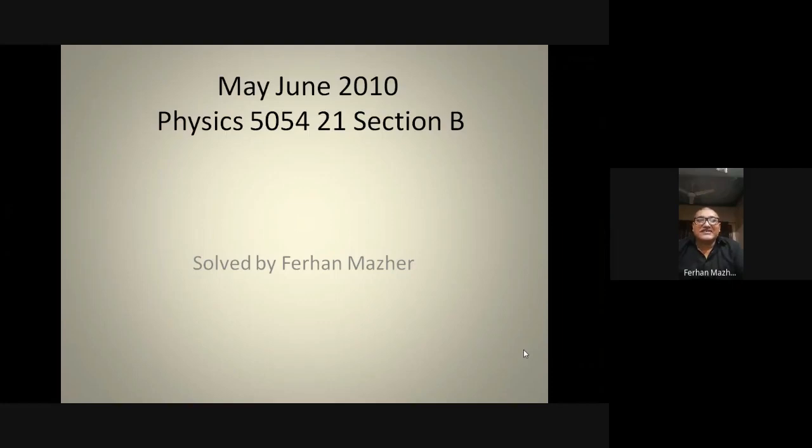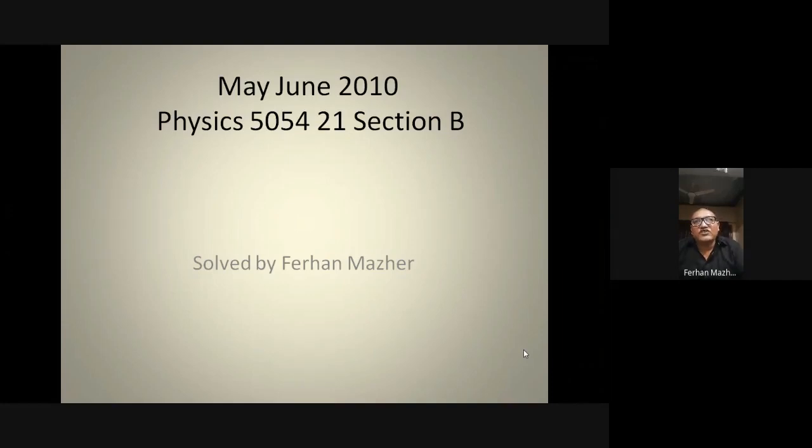This is O Levels Physics 5054, and today we have set our hearts to solve the May June 2010 2-1 paper. It's a theory paper. We call it paper 2. It's from zone 1, May June 2010. And in this session, we will be solving section B of this paper.